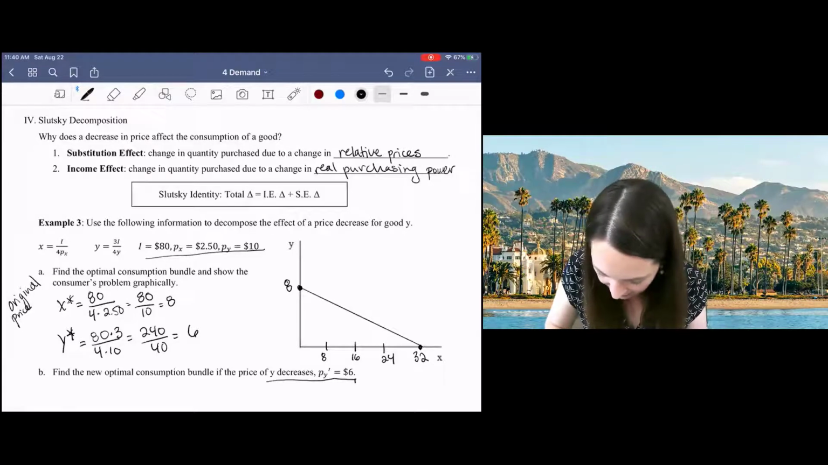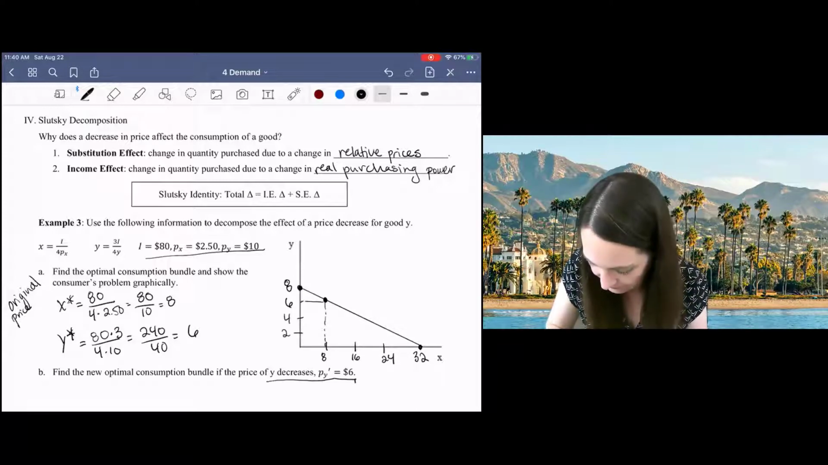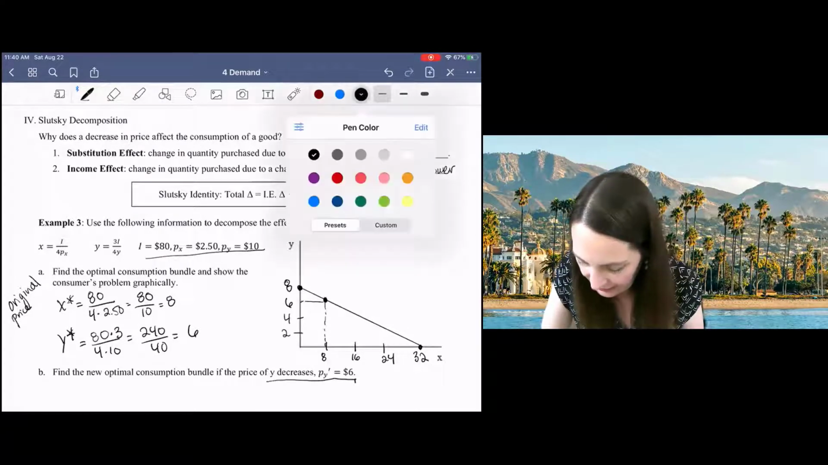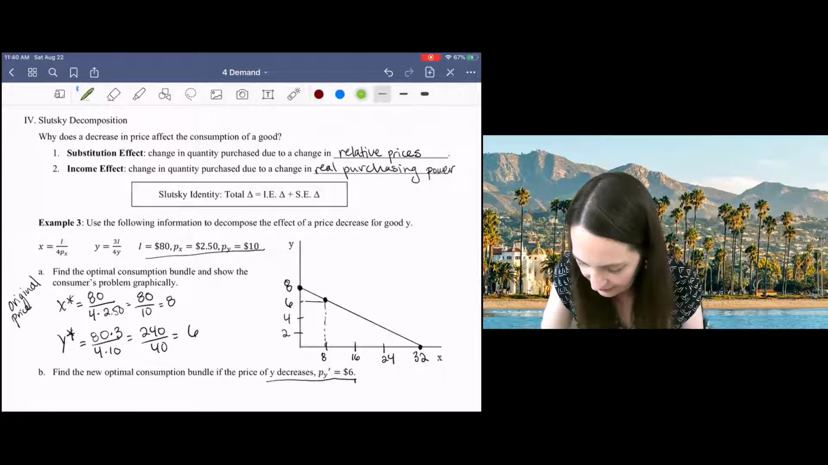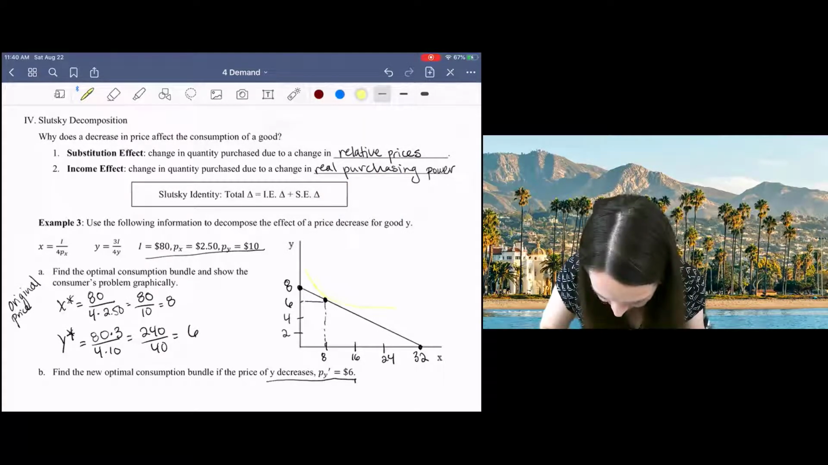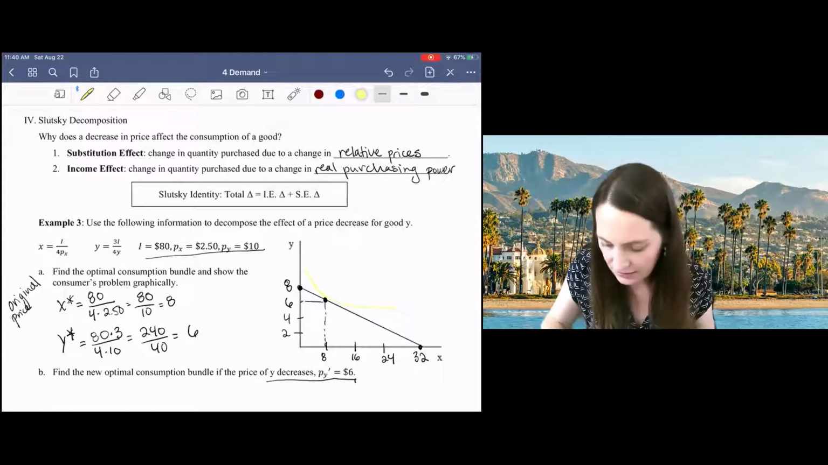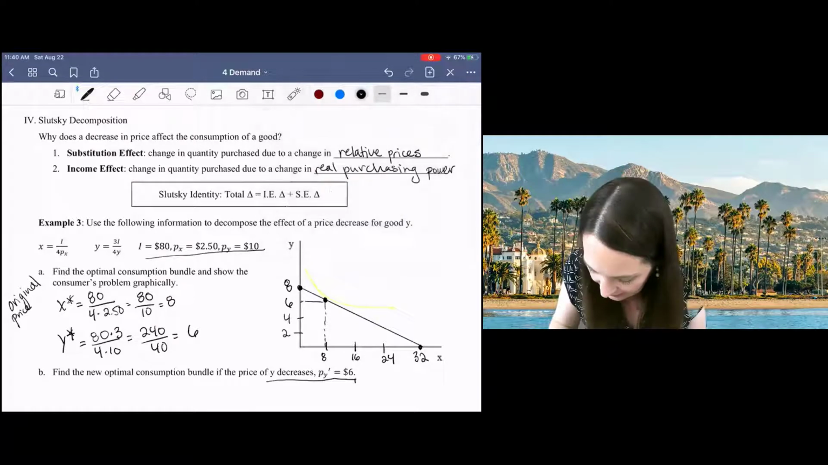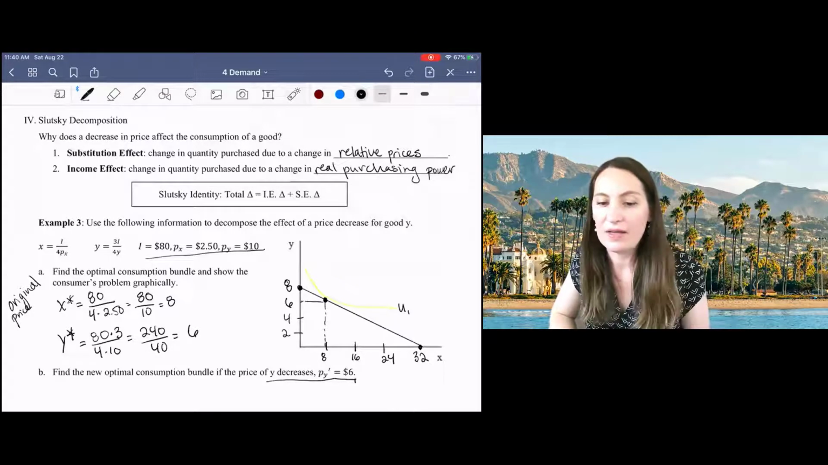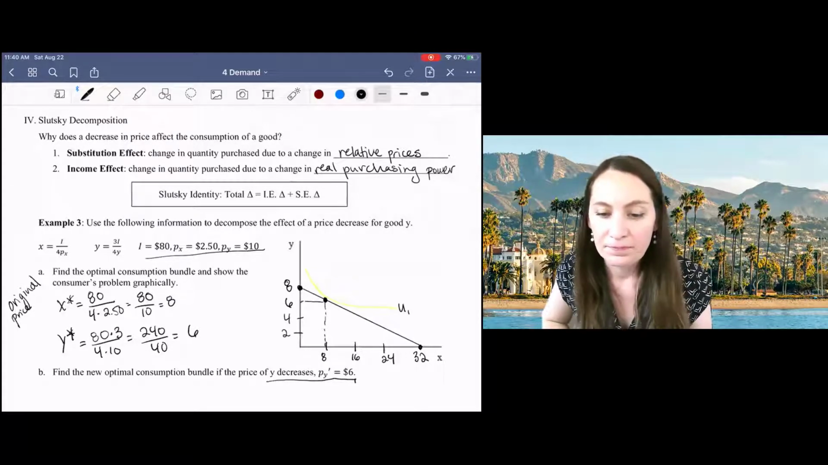I'll consume 8x and 6y. Then I'm just going to sketch my indifference curve sort of lightly on here so that I have some idea about what's going on with my utility function.